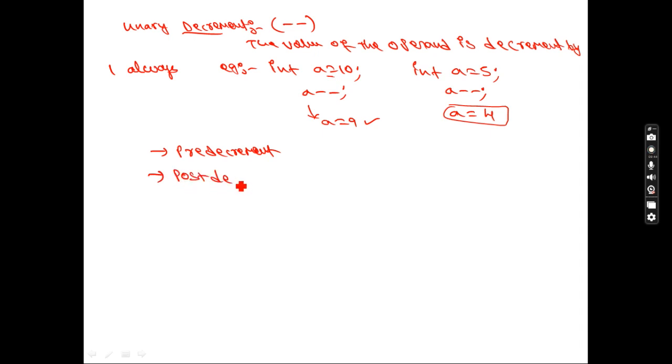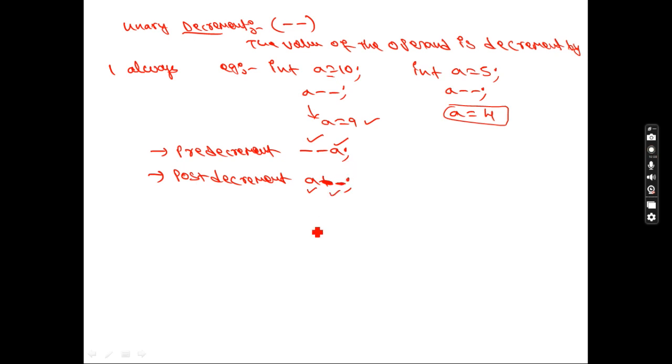Sir, what is pre-decrement and post-decrement? The same thing. Before the variable, if you write minus minus a, this is called pre. After writing the variable, if you write minus minus, this is called post. So first it is decrementing the value of the variable, later the variable is used, and here the variable is used first, later it will be decrementing. So in both places it will decrement the value of the variable by 1.